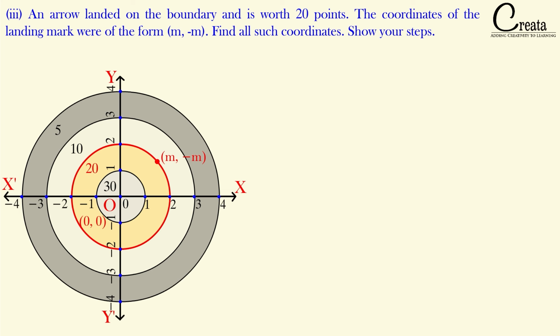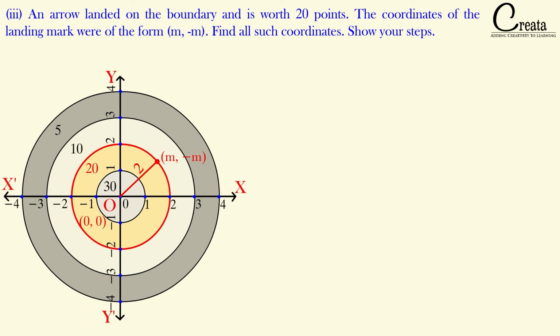Here the x and y coordinates are basically the same, one is positive and one is negative. m and m it is same, plus m and minus m. Let's solve it. We know the distance between this point and the origin is 2 units. The radius of this circle is 2 units. Any point on this circle will be at a distance of 2 units from the center.